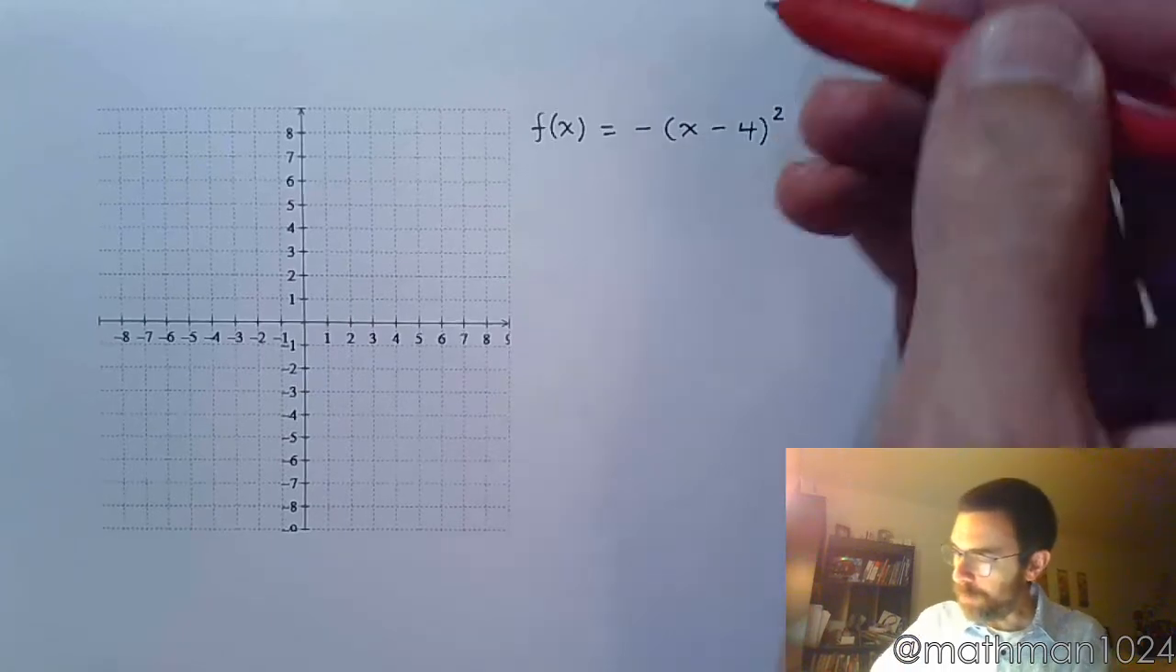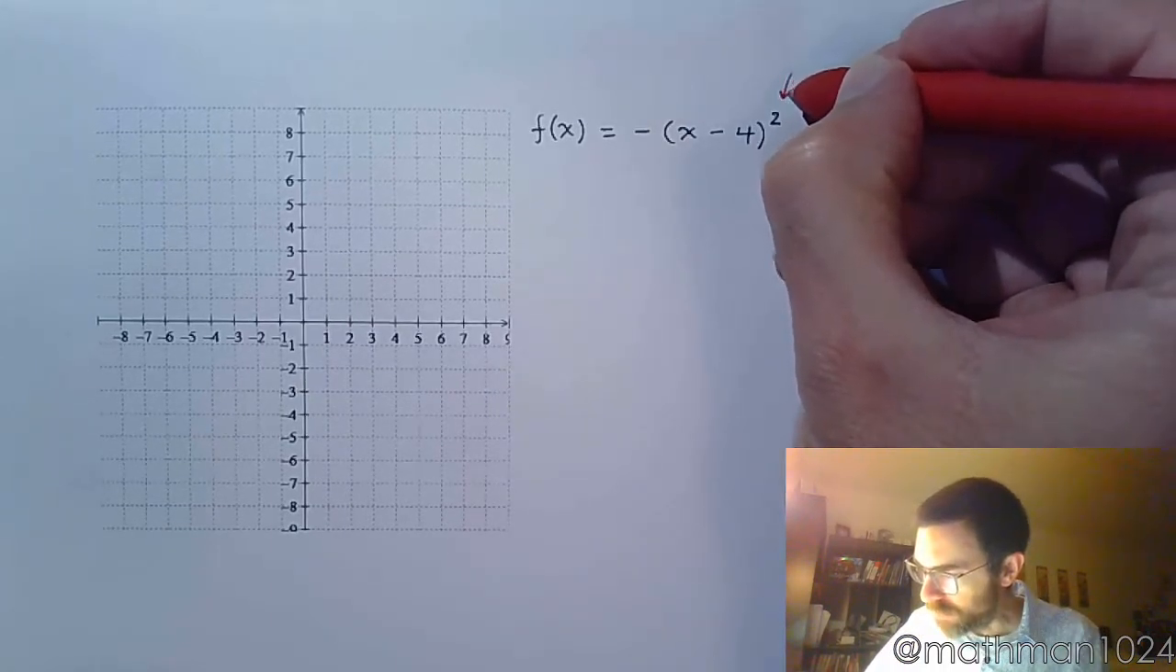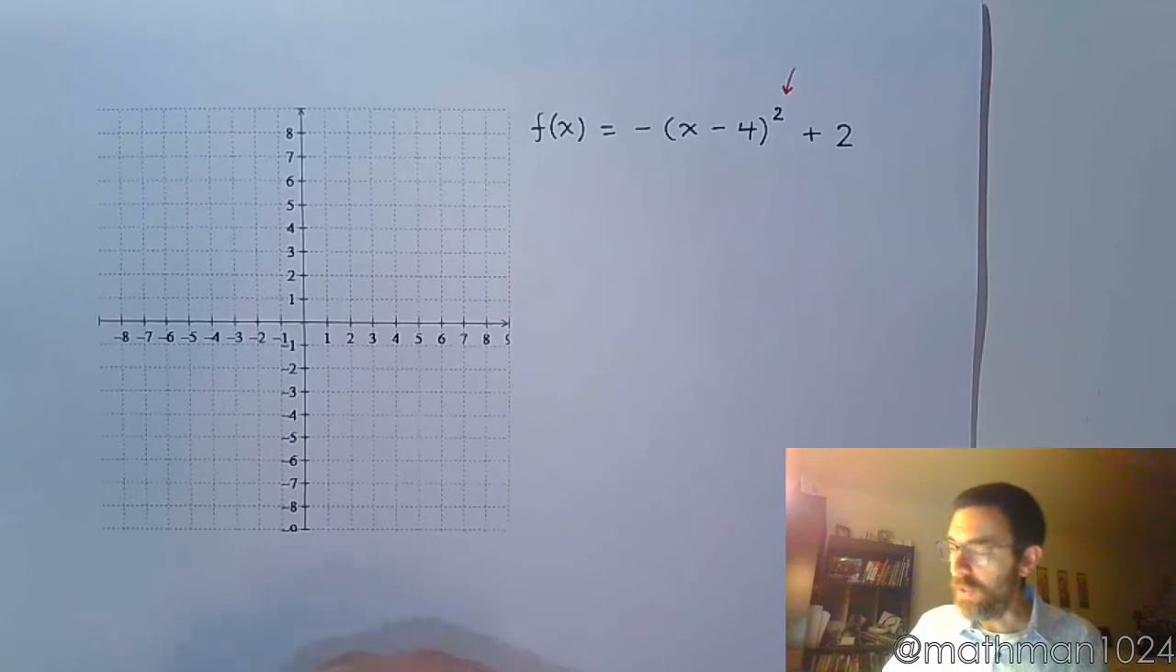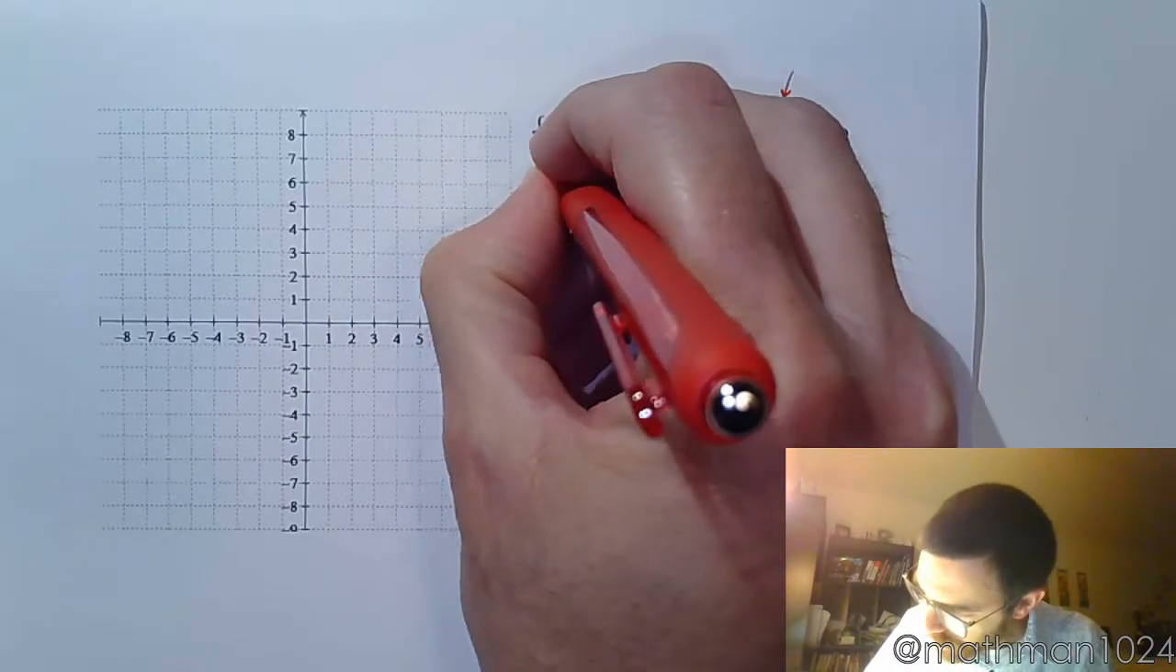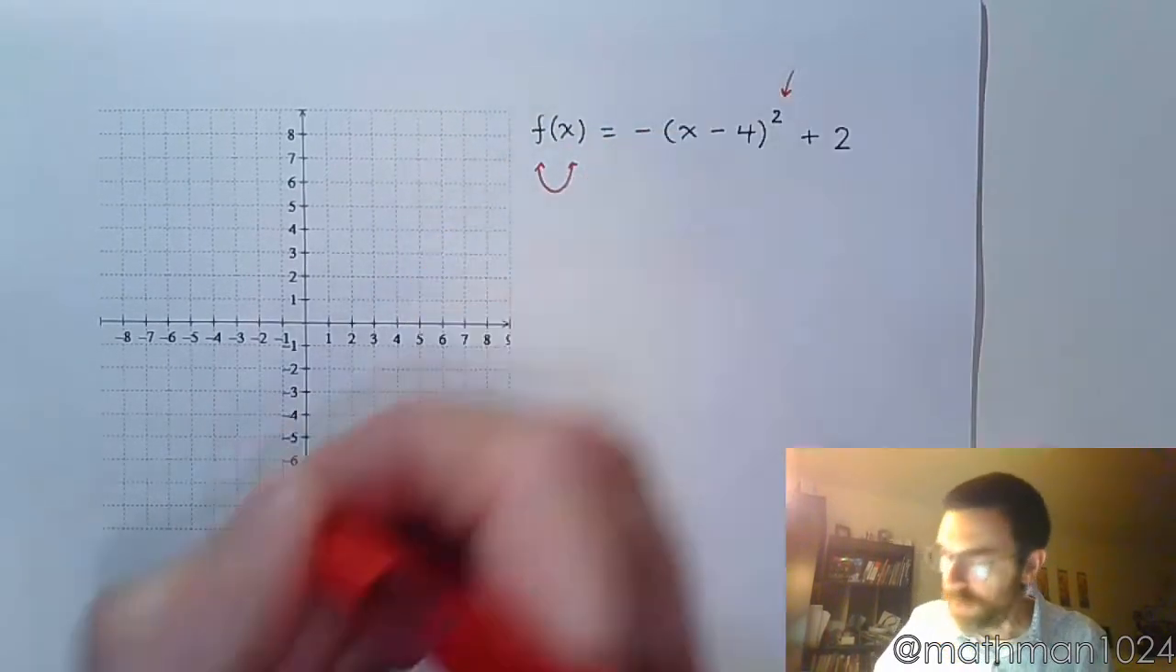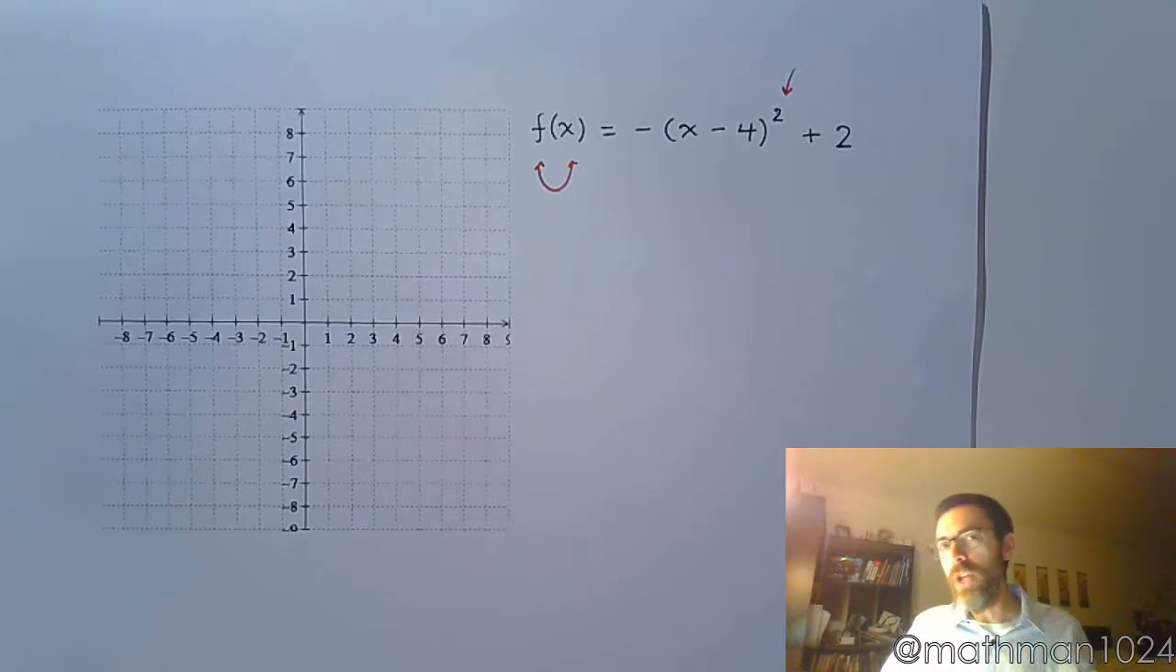Now, in this problem, we see that we have a square. And the square tells us that our shape is going to be a parabola. Okay, so it's going to be that U shape, the guy that we've seen many, many times. And now we just need to figure out what we have done to this shape. How have we shifted it up, down, left, and right? Is there a stretch or a compression? Is there a reflection? And that's what the rest of the information in the function tells us.